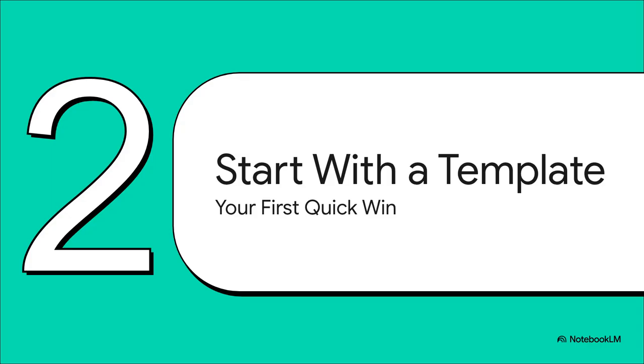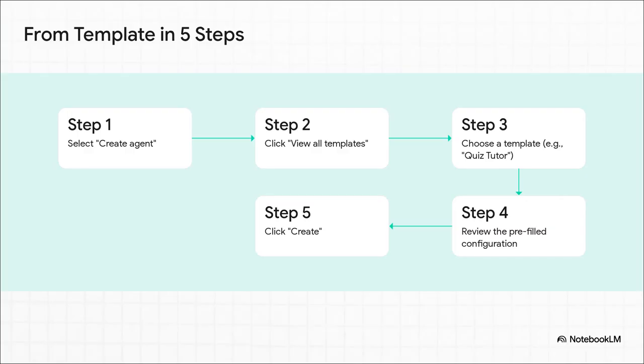Okay, the absolute fastest way to get our feet wet and get that first quick win is to start with a template. It's a fantastic, confidence-boosting way to get your first agent up and running in seconds. And honestly, the process could not be any simpler. You just select Create Agent, then click on View All Templates. Let's just pick one. How about the Quiz Tutor? Now, check this out. All the configuration details are already pre-filled for you. All you have to do is hit Create, and boom! Just like that, you've built your very first AI agent.